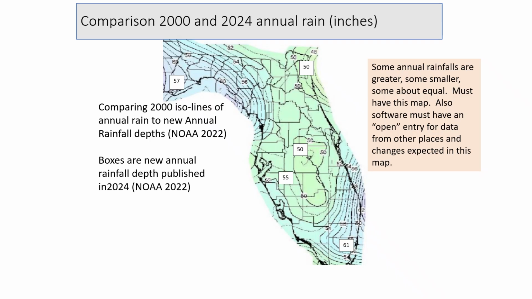Some annual rainfall amounts are now greater, some are smaller, and others remain relatively equal compared to the 2000 figures. It is critical to use these updated 2024 rainfall maps and their associated data. Furthermore, any software used for analysis or design must be capable of accepting these new annual rainfall depths from external sources, especially given the expected changes in these maps over time. Most importantly, this updated 2024 annual rainfall data must be incorporated into any permit applications moving forward.